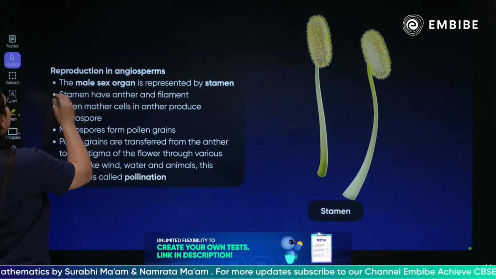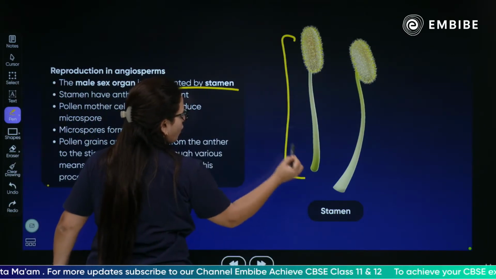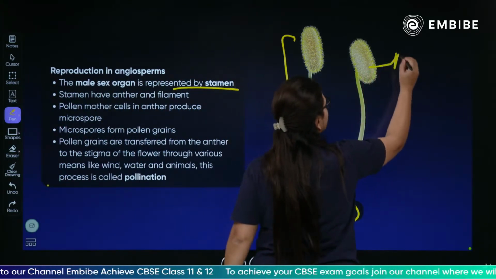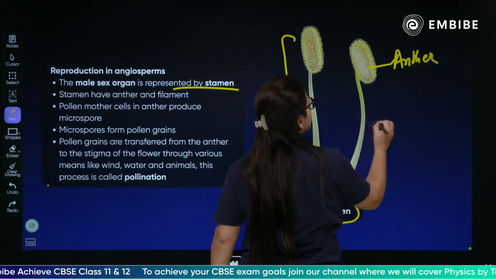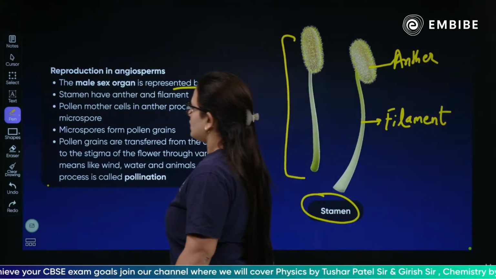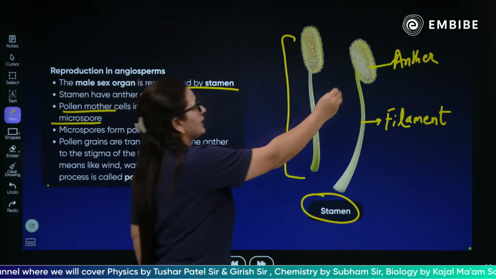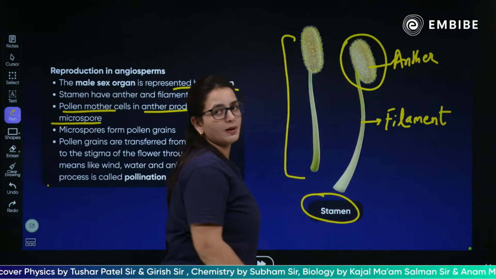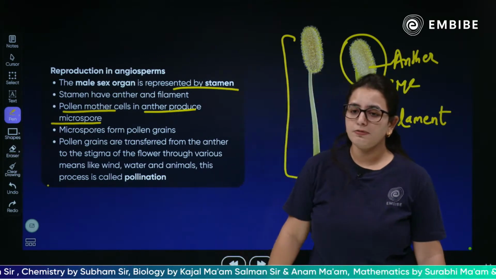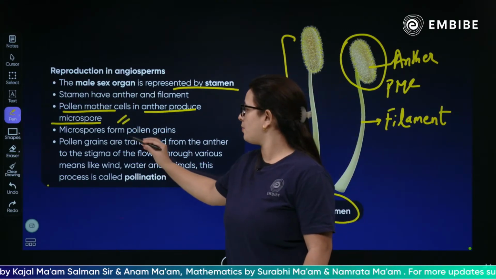The male sex organ is represented by the stamen. This whole thing is the stamen. Your stamen is further divided into the anther and the filament. The anther has pollen mother cells, PMC, which are responsible for the formation of microspores. The microspores form pollen grains.